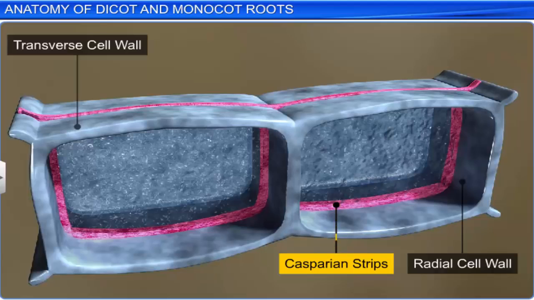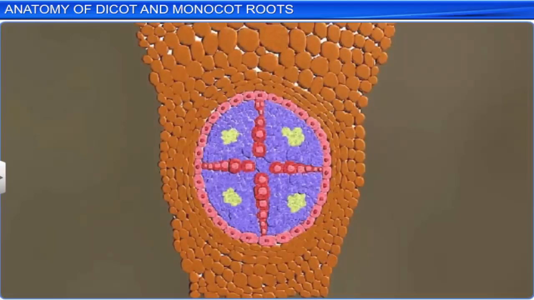Going back to the transverse section of the dicot root, after the endodermis, a few layers of thick-walled parenchymatous cells are present in the tissue. This is known as the pericycle.